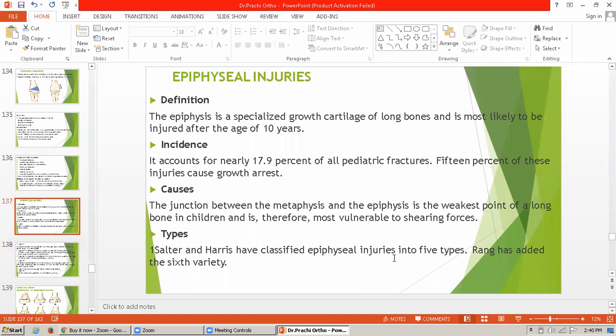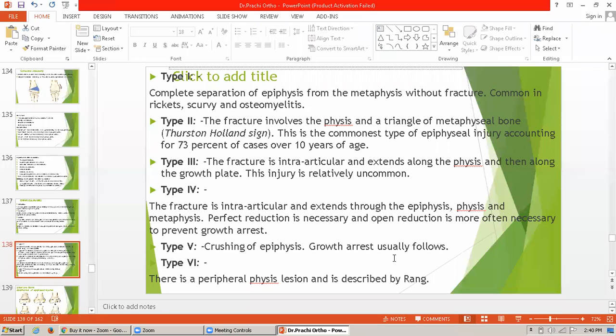So according to Salter and Harris, epiphyseal injuries are classified as follows. Type 1: complete separation of epiphysis from metaphysis without fracture, common in rickets, scurvy and osteomyelitis. So in rickets, scurvy and osteomyelitis, there is a complete separation of epiphysis from metaphysis.